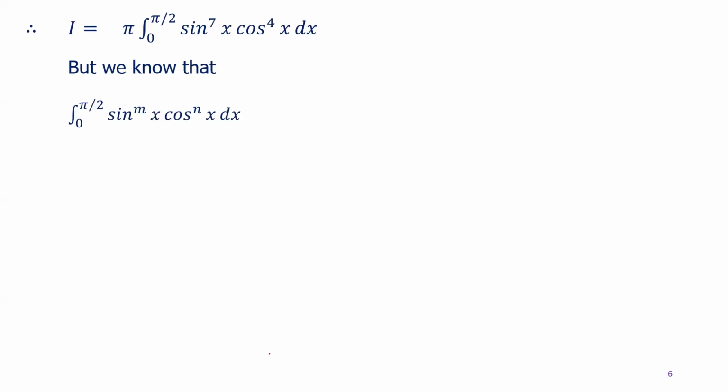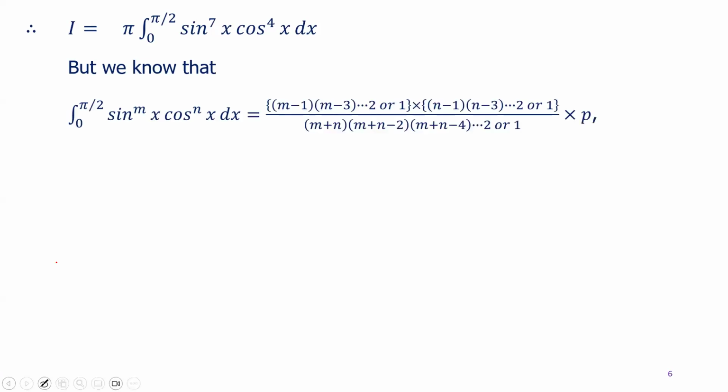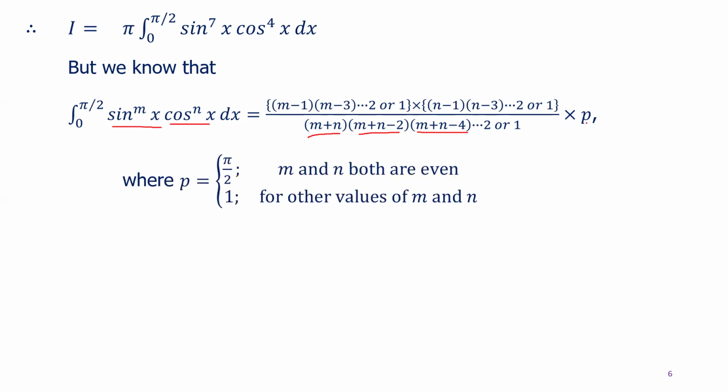We know that the integration under the limit 0 to pi by 2 of sin^m x cos^n x dx is equal to (m minus 1)(m minus 3) up to 2 or 1, into (n minus 1)(n minus 3) up to 2 or 1, whole divided by (m plus n minus 2)(m plus n minus 4) up to 2 or 1, into p, where p is equal to pi by 2 if m and n both are even, and its value is 1 for any other values of m and n.